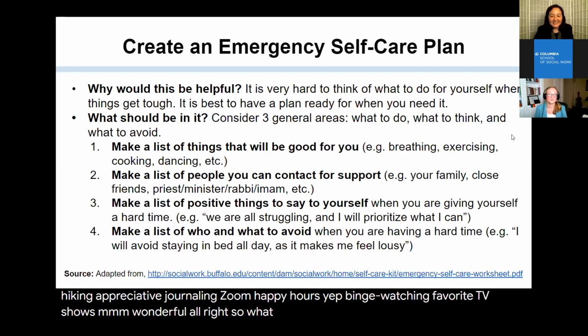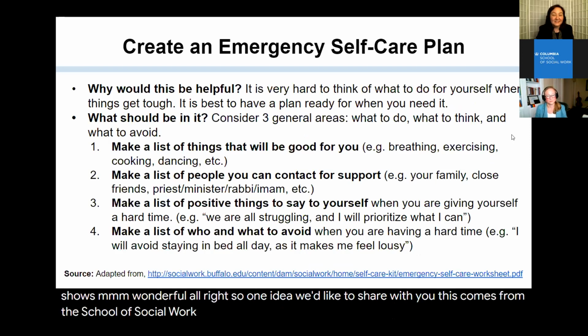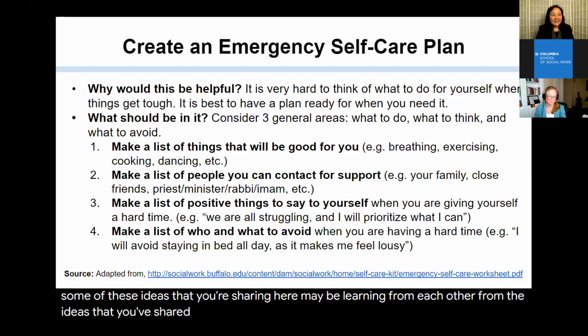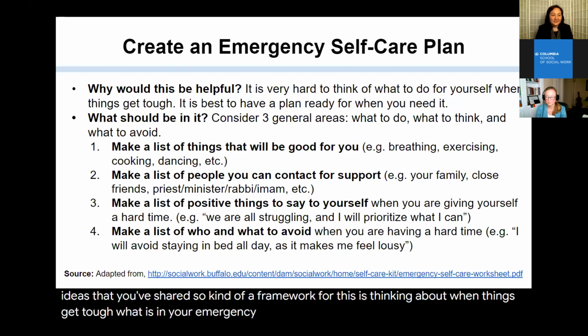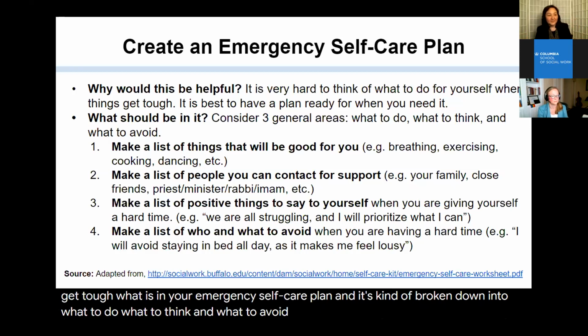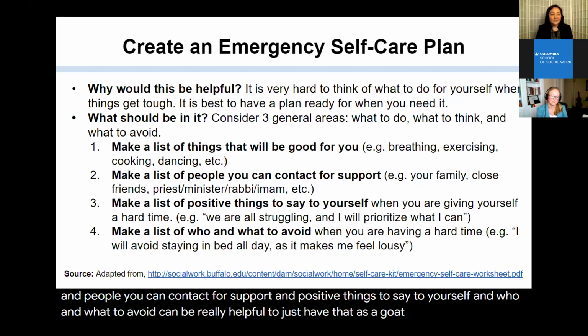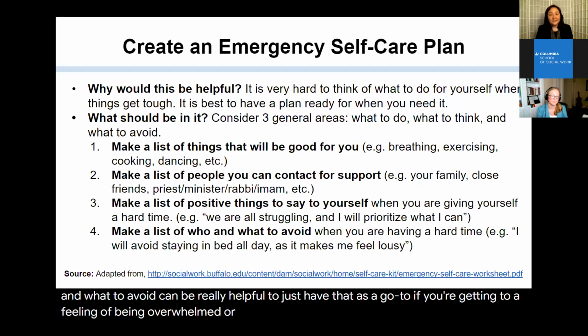All right, so one idea we'd like to share with you, this comes from the School of Social Work at SUNY Buffalo, is to create an emergency self-care plan. So some of these ideas that you're sharing here, maybe learning from each other from the ideas that you've shared. A framework for this is thinking about when things get tough, what is in your emergency self-care plan? And it's broken down into what to do, what to think, and what to avoid. So if you make a list of things that will be good for you and people you can contact for support and positive things to say to yourself and who and what to avoid, it can be really helpful to have that as a go-to if you're getting to a feeling of being overwhelmed or just find yourself needing a plan that you can go to, having thought about it ahead of time.